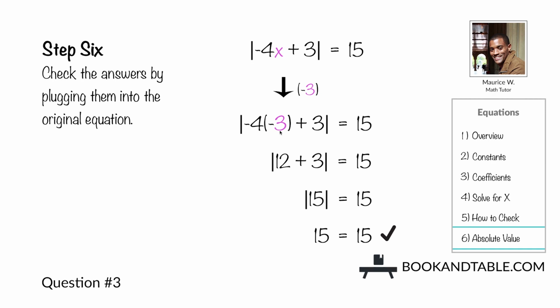-4 times -3 is +12. 12 plus 3 is 15. The absolute value of 15 is equal to 15. And again, we can confirm that the answer we got was correct. And so x is also equal to -3. And that wraps up this chapter on solving equations.